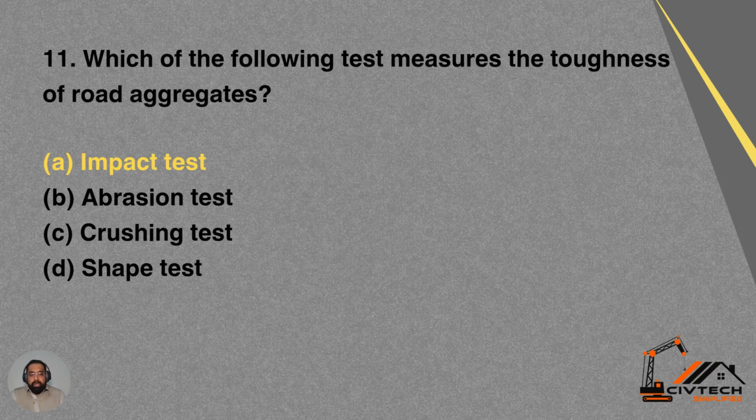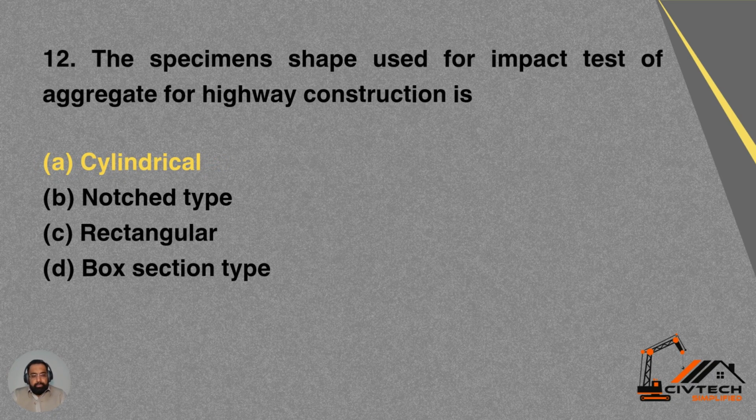Question number 11. Which of the following tests measures the toughness of road aggregate? Option A, impact test. Option B, abrasion test. Option C, crushing test. Option D, shape test. So A is the correct answer. Impact test.